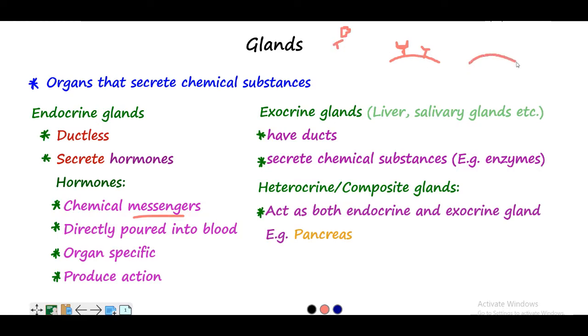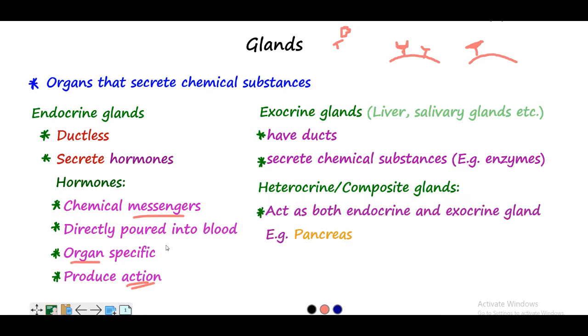So if suppose we have another cell here which has a receptor, for example like this, it cannot bind with this receptor. So even if it passes by this, it won't bind here and produce an action. It will come to this and it will bind here. So this is why they are also called organ specific, and they are poured directly into the blood. So they travel through the blood, but they only bind to the organ that they are specified to, and after binding they produce an action.